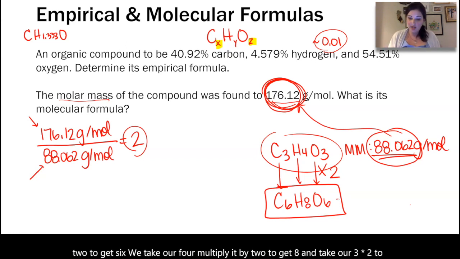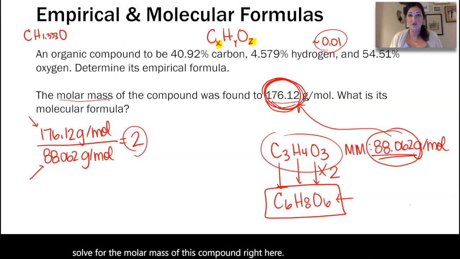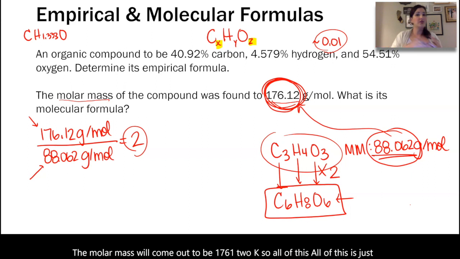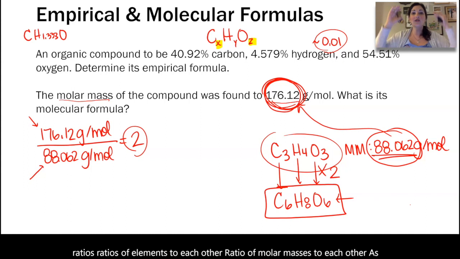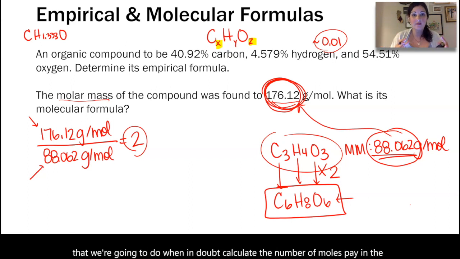And you can check your work. You can solve for the molar mass of this compound right here. The molar mass will come out to be 176.12. So all of this is just ratios. Ratios of elements to each other, ratio of molar masses to each other, and it's always mole ratios. So the gist of almost all of the calculations that we're going to do: when in doubt, calculate the number of moles. And the way that we get there from a mass is from the molar mass.